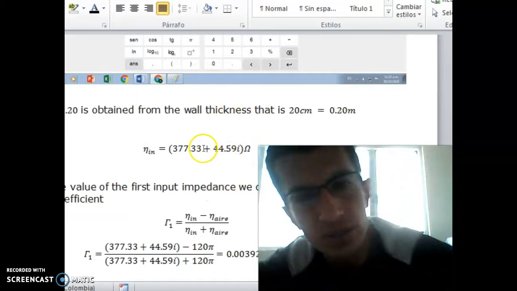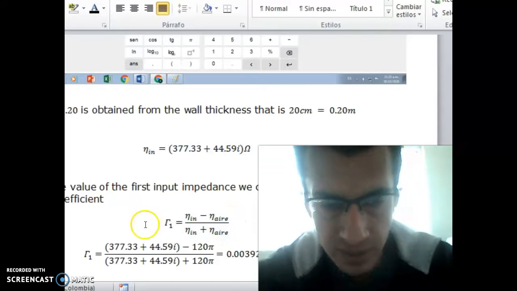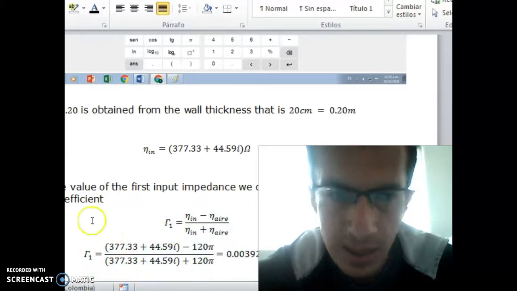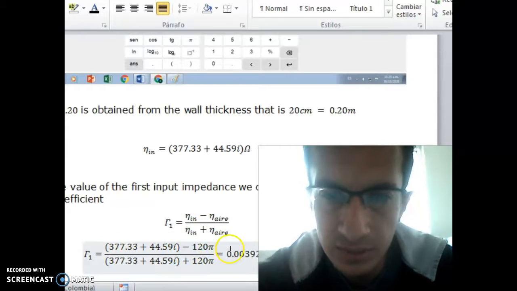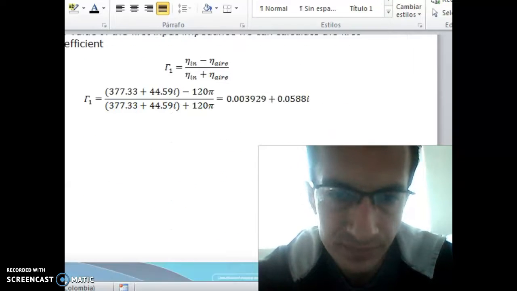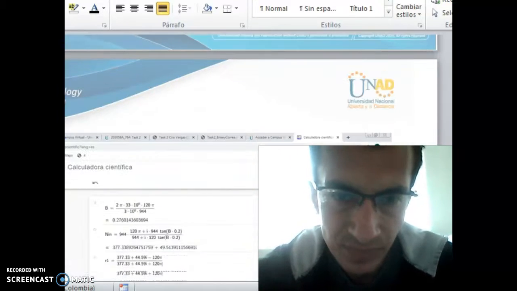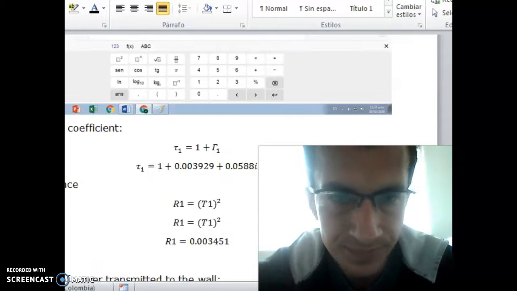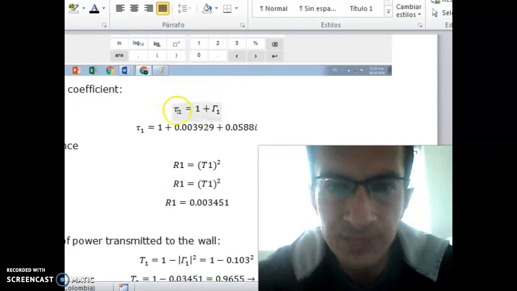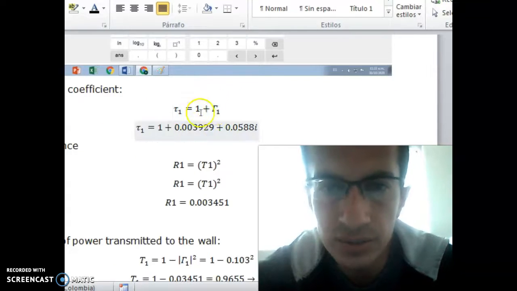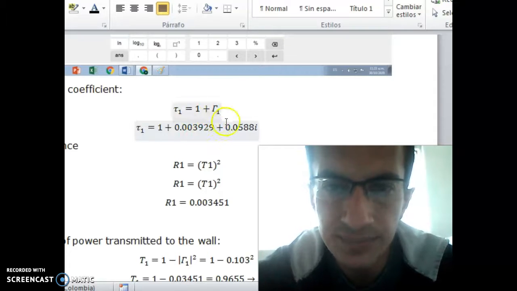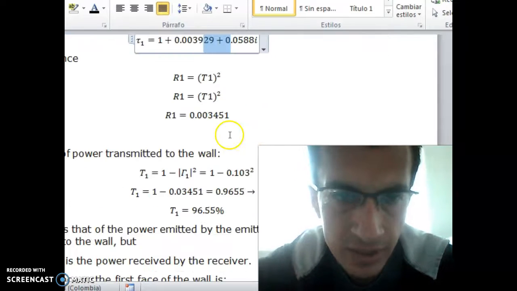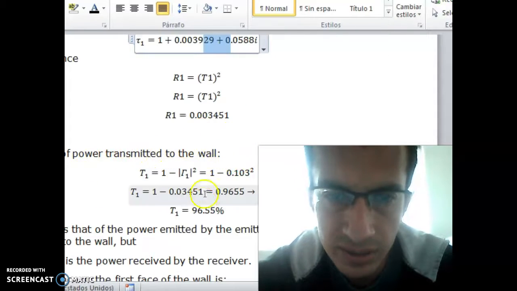This is the result of the operation, and this is utilized to add to the refractive coefficient, and this is the operation, this is the result. The check on the calculator. Transmission coefficient, and this previous result. Add to unity, this is the result, and we square. For the percentage of power transmitted to the wall, and this is the result.